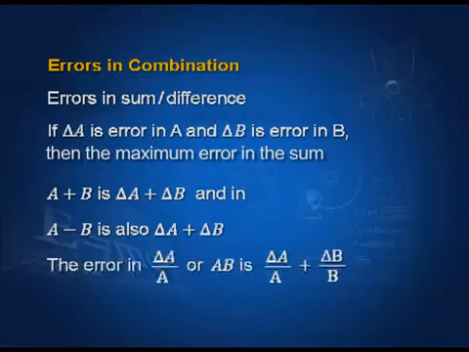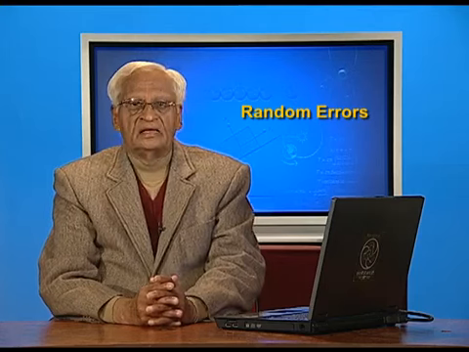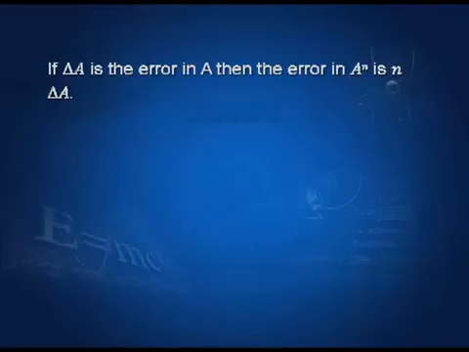The error in A divided by B, or A multiplied by B, is delta A by A plus delta B by B. Whether you take the division or whether you take multiplication, the error is always delta A by A plus delta B by B. If delta A is the error in A, then the error in A raised to power n is n times delta A.